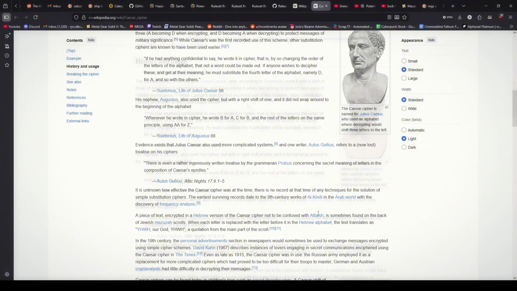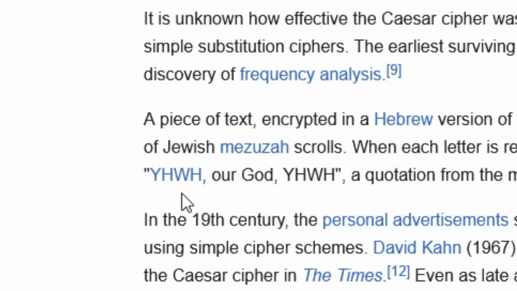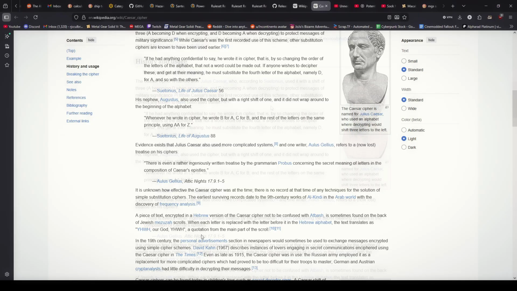The text translates as YHWH, our God, YHWH, a quotation from the main part of the scroll.